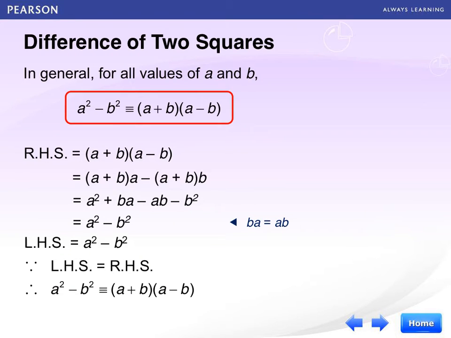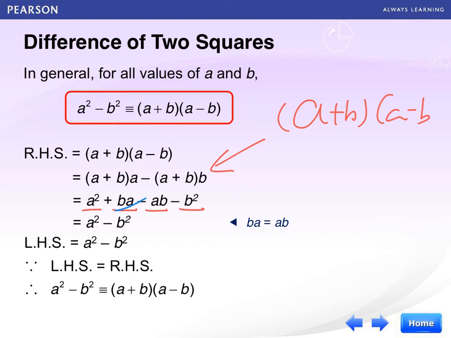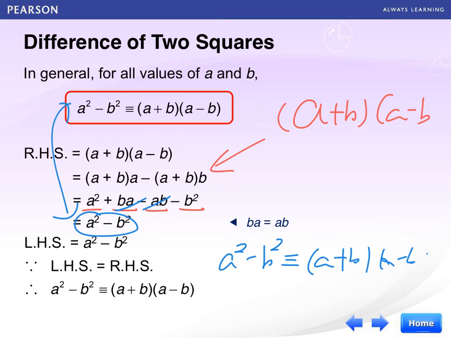Now, let's expand the right-hand side. A plus B times A minus B, like this, right? By expansion here, we become A squared plus AB minus AB minus B squared. Now, you find that these two can be cancelled. That means what remains is A squared minus B squared, the same as the left-hand side. And so, from this one, we can prove that A squared minus B squared is identical to A plus B times A minus B.